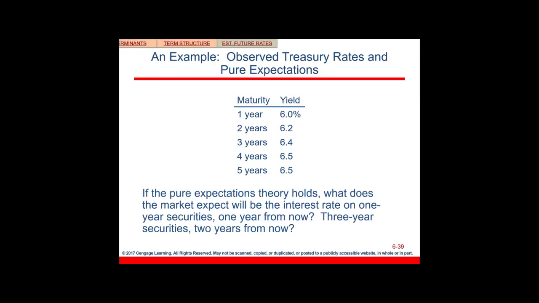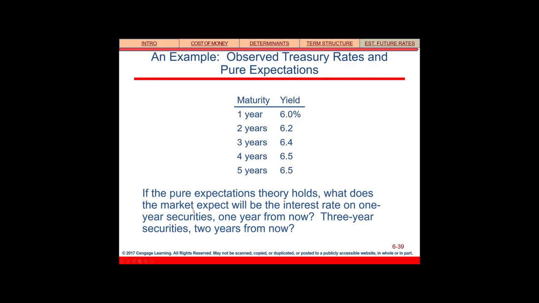Here is an example. This table shows you the observed treasury rates and pure expectations. You can see that the treasury rates are increasing along with the number of years in the maturity until 4 years, and then after that it's the same. 4 years and 5 years all share the same yield.